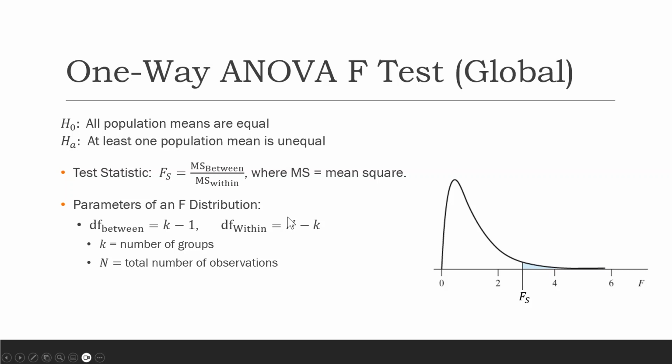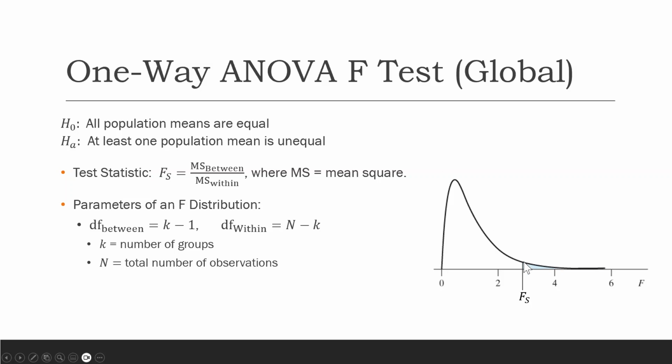So out of all of the groups all together, that'll be N minus, and I know I just said N minus 1, it's N minus K. So your total number of observations in your entire sample across all groups minus the number of groups. Once I know these two things, I know the appropriate shape to make this F distribution.